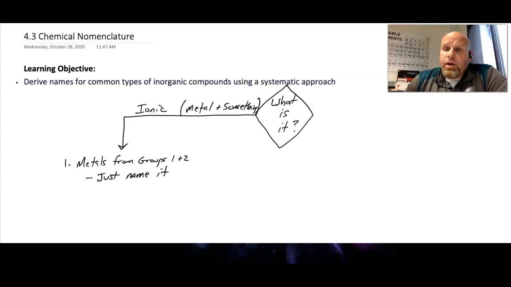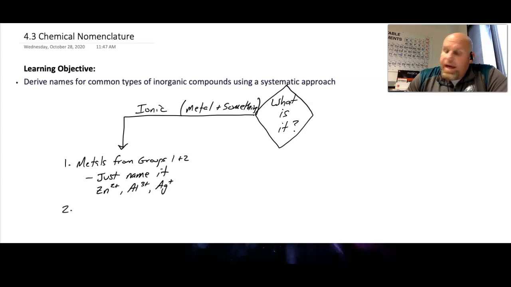Additionally, I pointed out when we were talking about bonding and the different charges of the cations, there were a couple other atoms that didn't fall into this category, but we always knew what their charge was going to be. So I'm going to include them here because we would also just name those. And that was zinc 2 plus, aluminum 3 plus, and silver 1 plus.